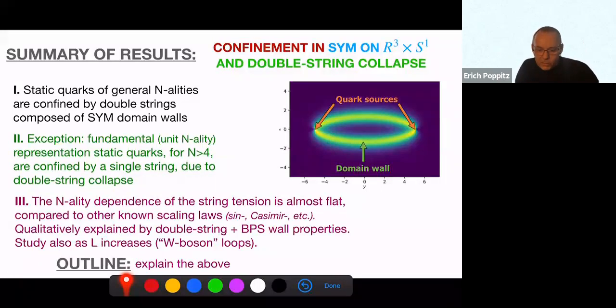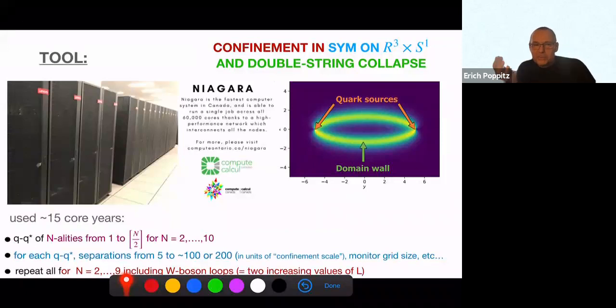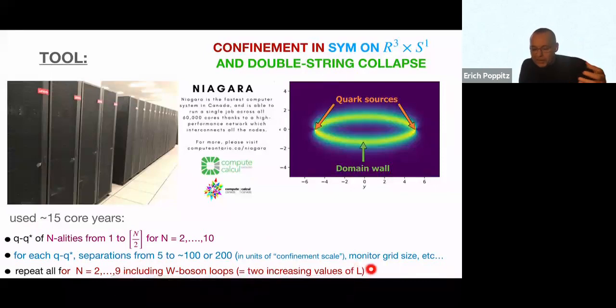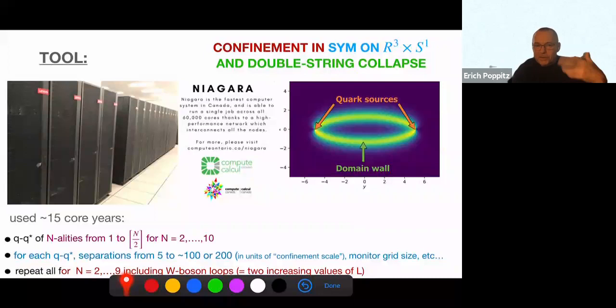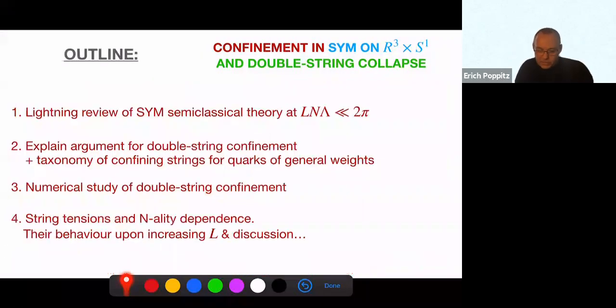But before that, let me just say one more thing, and that regards the tool we use. A lot of the work we do is numerical, and the "we" is used in a very generalized sense. It's my collaborators that did all the work. They used this supercomputer, and they used about 15 core years of that. And I just want to tell you what theories we studied. So we studied quark anti-quark sources with N-alities from 1 to N/2 for colors from 2 to 10. And for each source, we studied separations from 5 to 100 or 200 in units of the confinement scale. And for each such configuration, you have to monitor how big your grid is, etc. And then in the end, you repeat everything, including these W boson loops, for 2 different values of the size of the S1. So it's quite a bit of numerical work. And of course, I don't know all the details, but I just wanted to give some credit for that. Okay, so this is my plan.